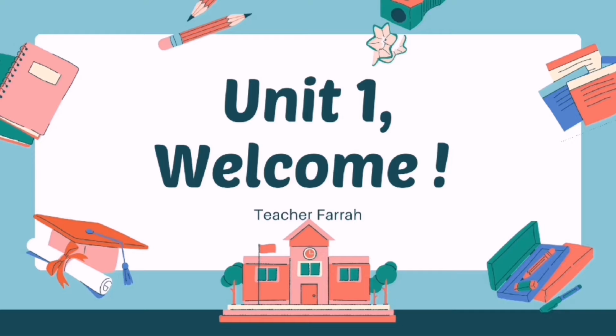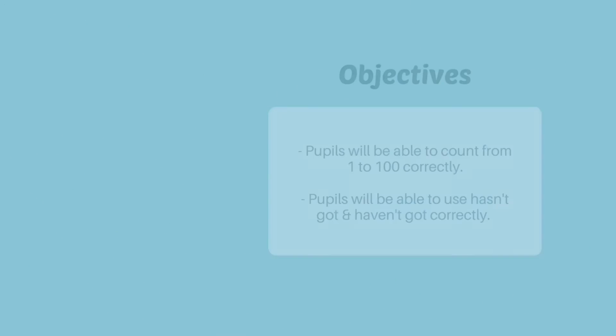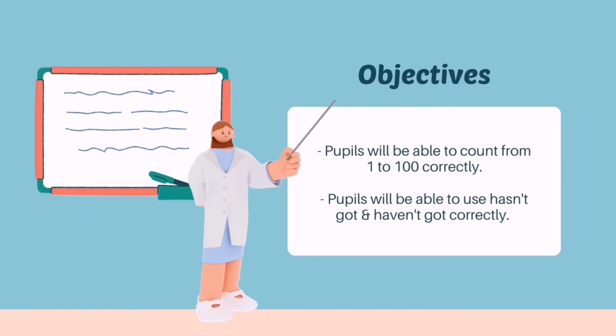So for today's lesson, we are going to learn about Unit 1, Welcome. Before we go any further, let's see what the objectives are for today's lesson. Firstly, pupils will be able to count from 1 to 100 correctly. Second, pupils will be able to use hasn't got and haven't got correctly.